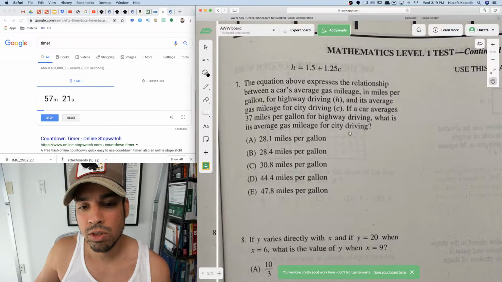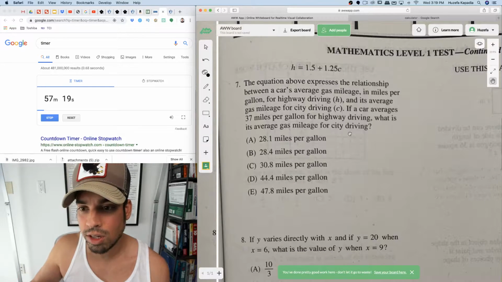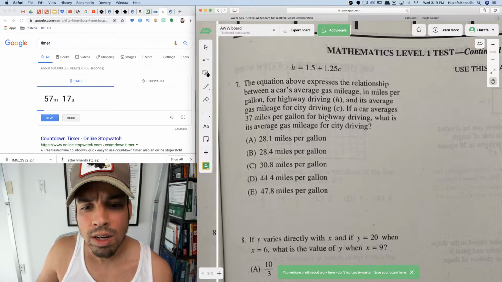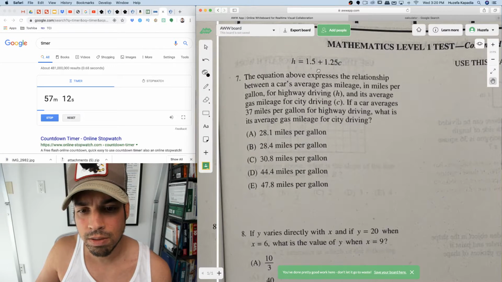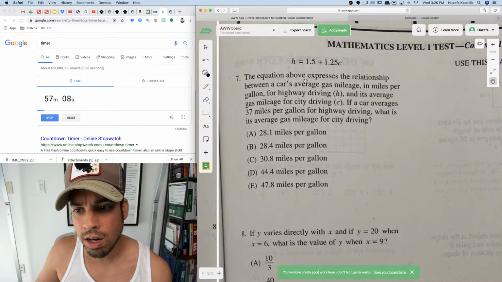Next, number 7. The equation above expresses the relationship between a car's average gas mileage in miles per gallon for highway driving, and its average gas mileage in city driving. Okay, so H and C, highway and city. If a car averages 37 miles per gallon for highway, what is its average for city?